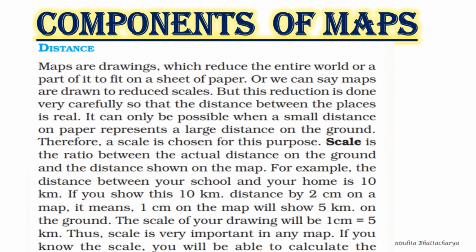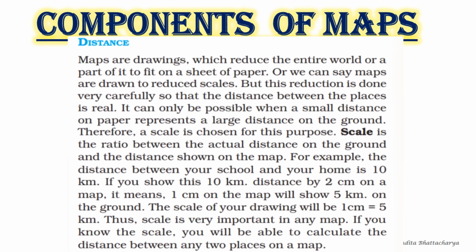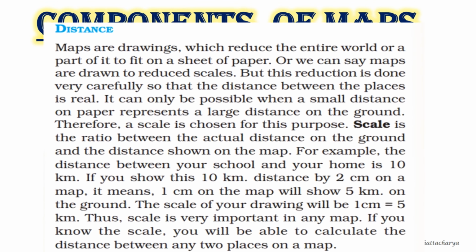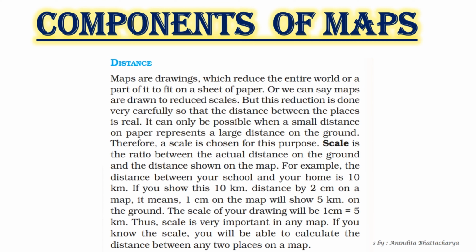Just for example, the distance between your school and your home is 10 km. If you show this 10 km distance by 2 cm on a map, it means 1 cm on the map will show 5 km on the ground. Suppose that the distance from your home to school is 10 kilometres.